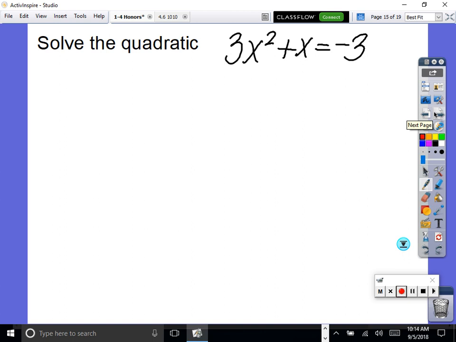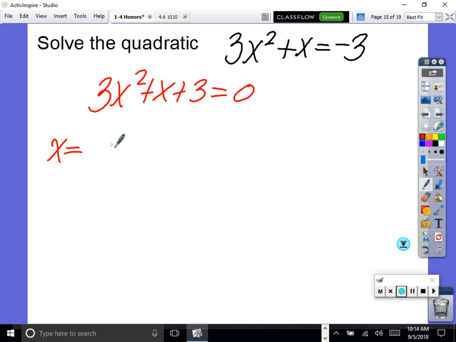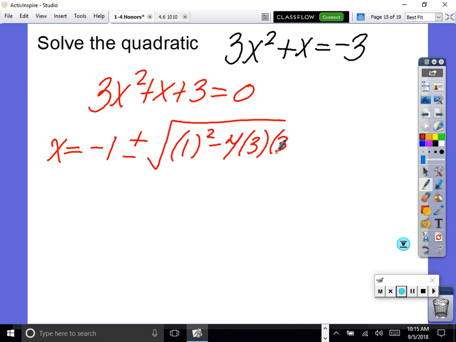First, get it set equal to 0: 3x squared plus x plus 3 equals 0. So x equals negative b, so won't that be negative 1, plus or minus the square root of b squared, so 1 squared minus 4 times a times c, all over 2 times a, so that'd be 6. Ready, go. Calculate that.